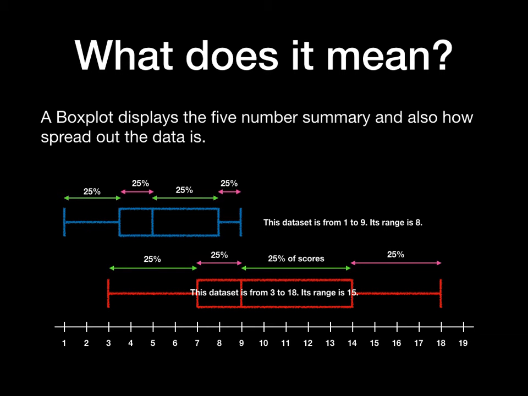The first data set had a range of 8, so it's not as spread out as the second data set, which had a range of 15. And we can see that visually with a box plot, how spread out it is. It's easier to see that spread when we compare it to another data set. And often we will compare these. Some of the questions you're going to do asks you to compare them.